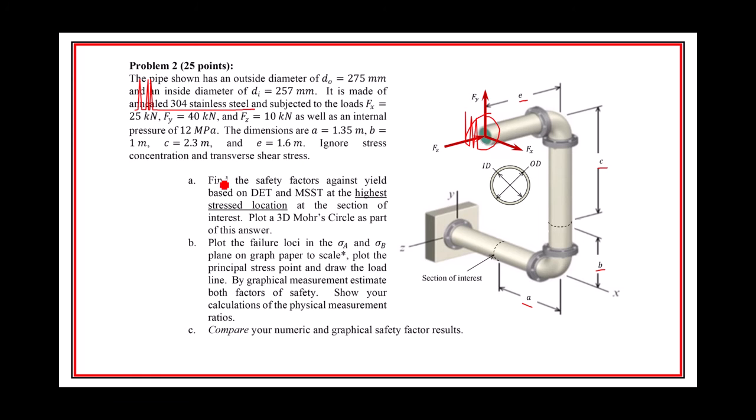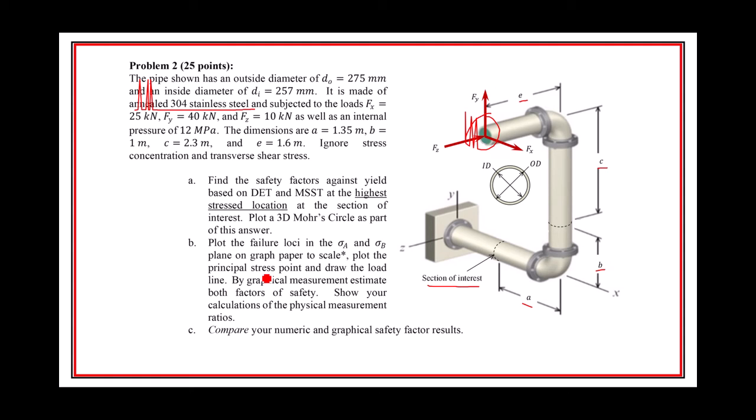And I said to ignore stress concentration and ignore transverse shear stress. We want to find the safety factors against yielding at the section of interest right here, and plot out a 3D Mohr circle as part of this answer to get the principal stresses and the safety factors. And then we also want to plot out the failure loci using the non-zero principal stresses, and then do a graphical estimate and compare.